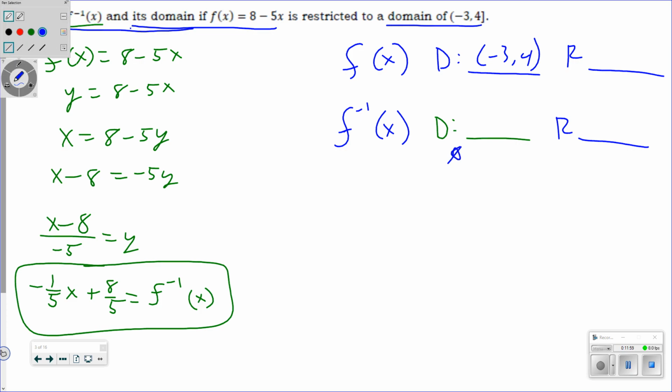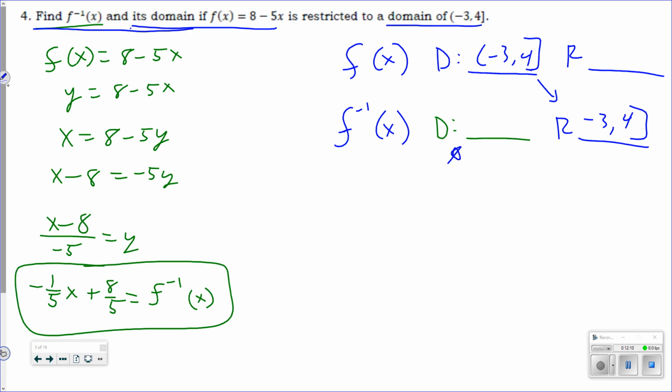So I know that the domain of the original is the range of the inverse: (negative 3, 4]. So the 4 should be a bracket. I have two ways to figure out that domain. I could take that range of (negative 3, 4] and plug it in as y for the inverse function, right? Because remember, your ranges are y's and your domains are x's. I could plug that range into the inverse function for y, and solve for x. That will give me my domain, and that will work.